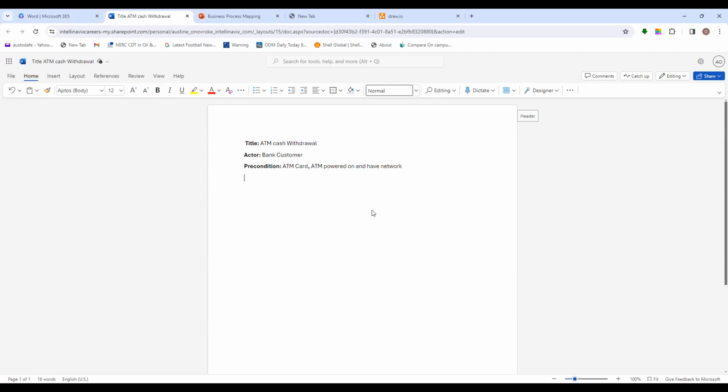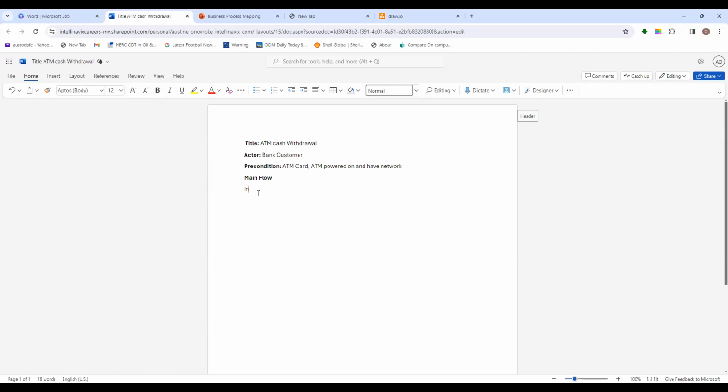Now we'll go to what we call the main flow. The main flow. These are the steps. If these conditions are met, you are a bank customer, you have your ATM card, there is money in the ATM, there is network in the ATM. Now you get there. What are the steps? What is the first step?